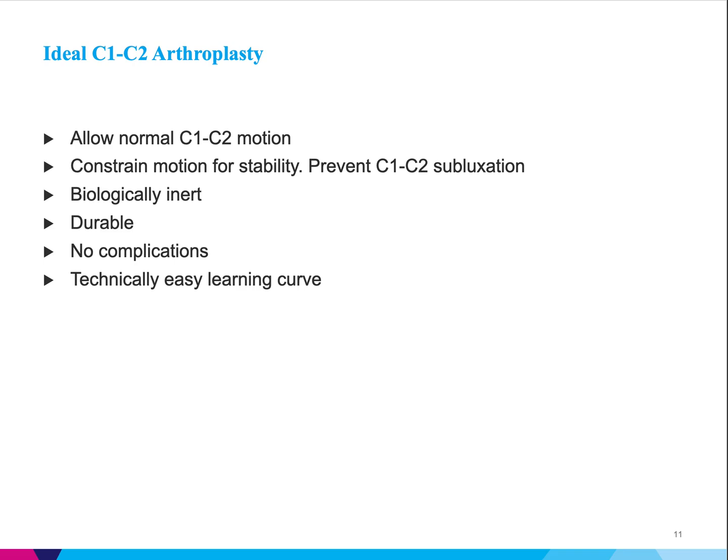Now, keep in mind that these are just my thoughts on what the ideal C1-C2 arthroplasty would have, but the reality is if we had a solution that was safe, straightforward to insert, with a very low complication profile, even if it only preserves, say, 50% of the normal C1-2 motion, then that would be a large step forward in advancing this area.